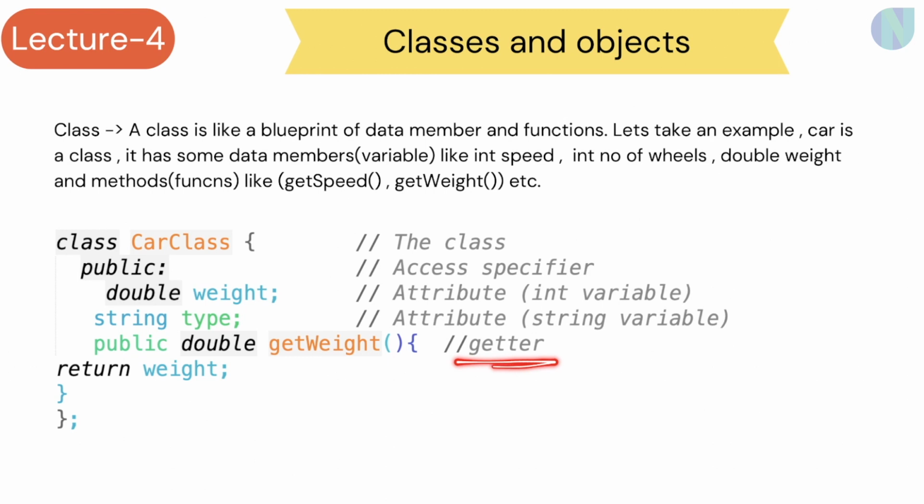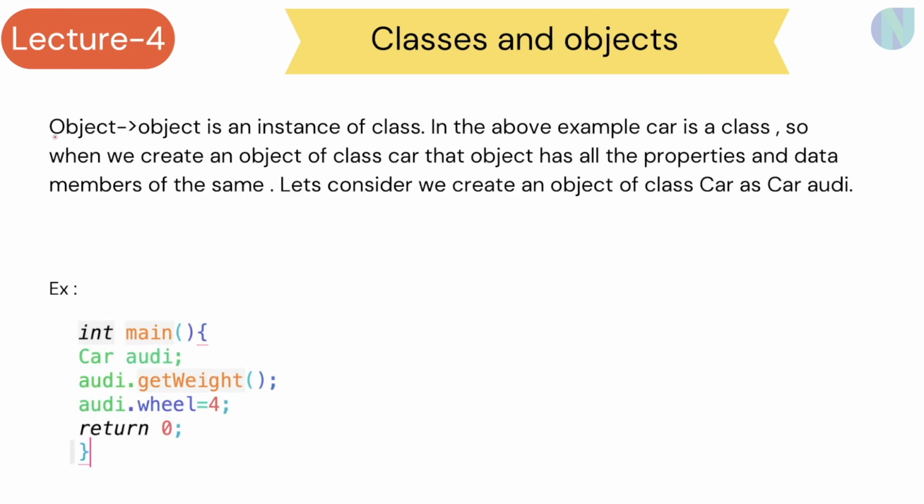Here you can see this comment written as getter, and you might be confused about what a getter is. We will look at this in our next videos as well. So let's move to object. What is an object? As you can see, an object is an instance of a class.